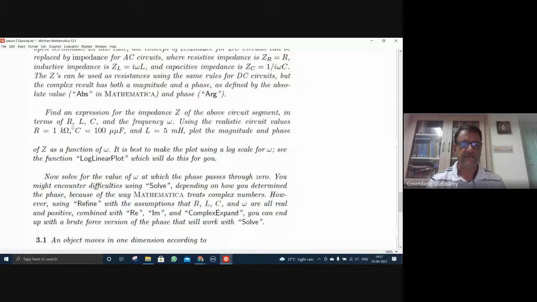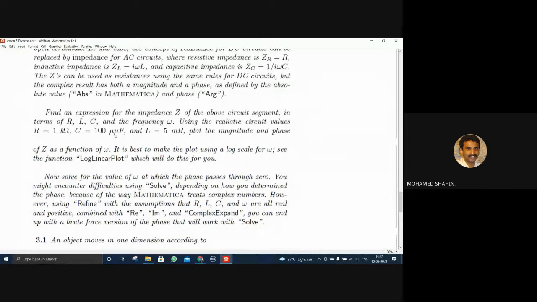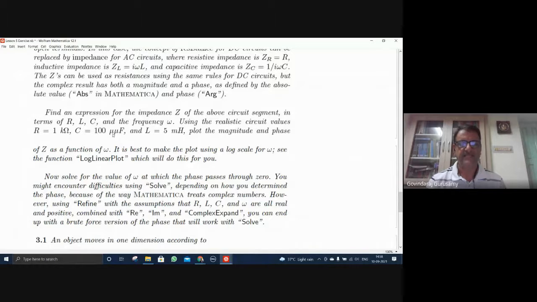You are able to understand? 100 PF, because there's a micro and micro, 100 PF. So if you miss this, then you have a wrong result. And L is equal to 5 millihenry. Plot the magnitude and phase of Z as a function of omega.